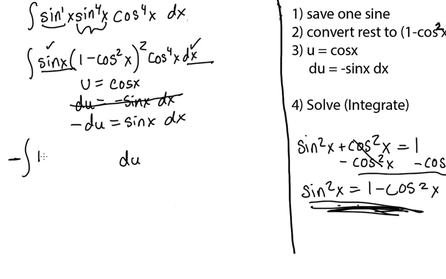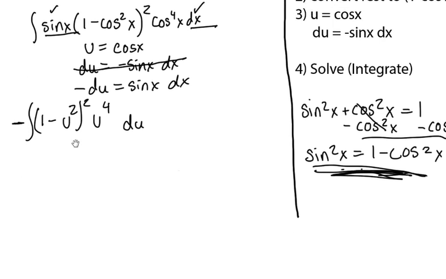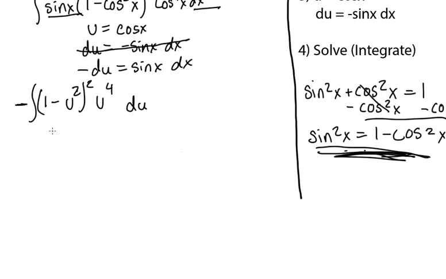Now I'm going to do 1 minus u squared, so u squared squared, u to the fourth. Okay, so now I'm going to do 1 minus u squared times 1 minus u squared. When I FOIL that out, I'll get u to the fourth minus 2u squared plus 1, times u to the fourth.